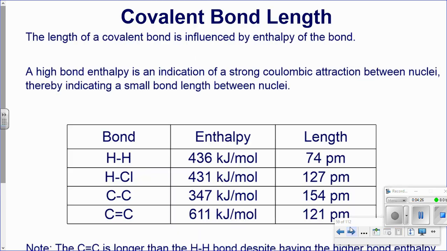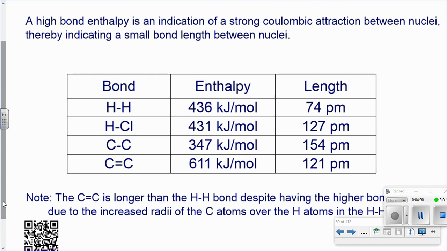Now length. Length has to do with the size of the atom and also the amount of electrons that are being shared. So check this out. We have small atoms. H and H are the smallest atoms we have. Hardest to break, smallest length. So the closer they are, the harder it is to break. Seems to make sense. Spread them out a little bit. Cl is a little bit bigger than the H. It takes a little less energy because they're farther apart.